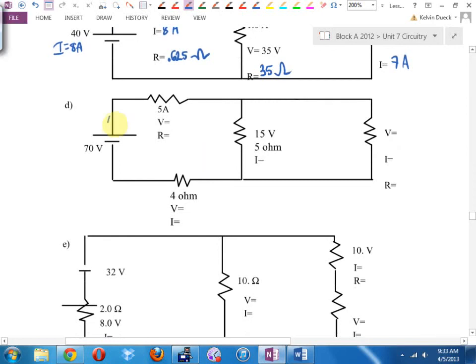Current's going this way. Do you know total current? I do. 5 amps, because they gave me the first ski hill, and everyone goes through that one. So 5 amps. By the way, you'll find once you have total current, almost always these start to fall apart. Let's see.